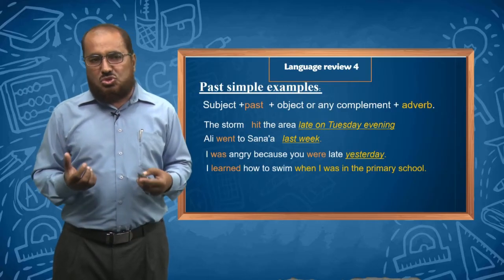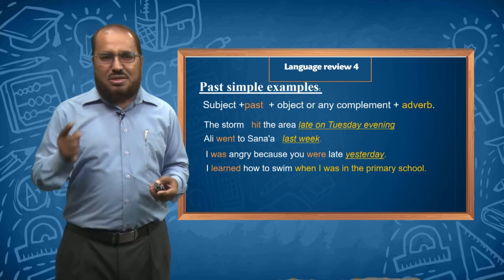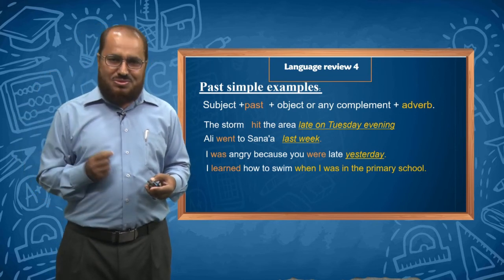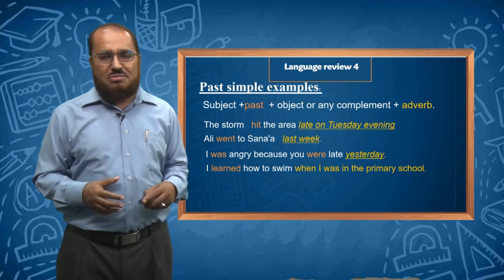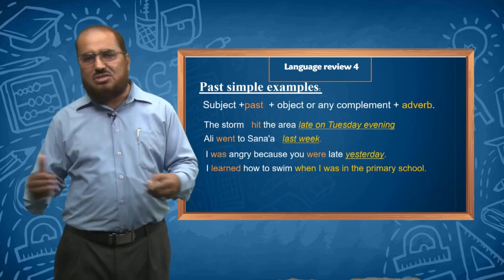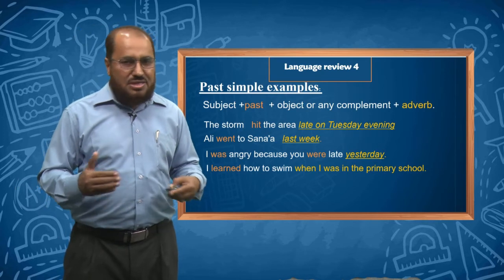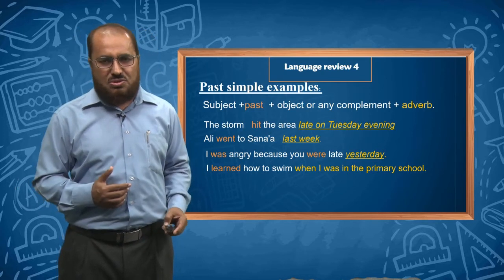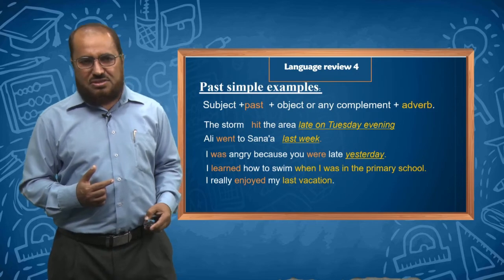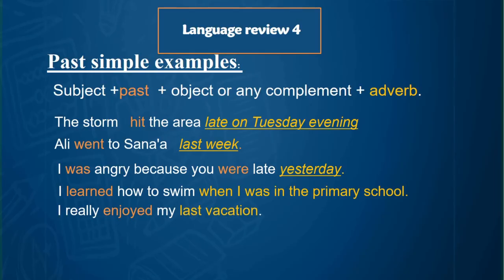I learned how to swim when I was in primary school. Okay, when I was in primary school, here is the time that tells us when I learned how to swim. So it is past simple that is suitable to express this event. I really enjoyed my last vacation. That's why we use enjoyed here, because last vacation talks about something that happened in the past, which is the vacation itself. Okay, here's a past state.